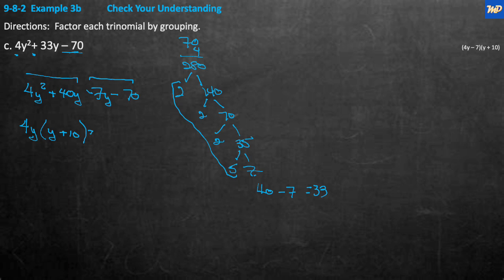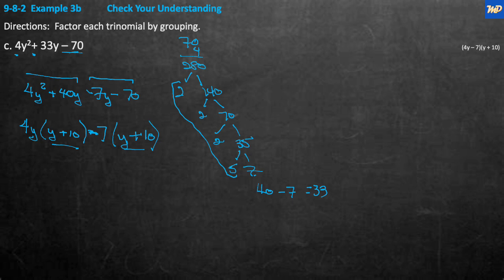Now I can't get a y out, but I can take out a 7. I have two negatives, so I can get out a negative 7. So minus 7 times y plus 10. I took a negative 7 out of negative 70 and got a plus 10. And as soon as I did that, I have y plus 10 and y plus 10.